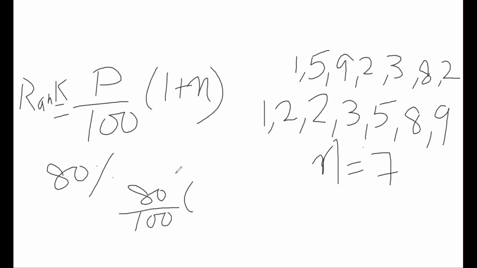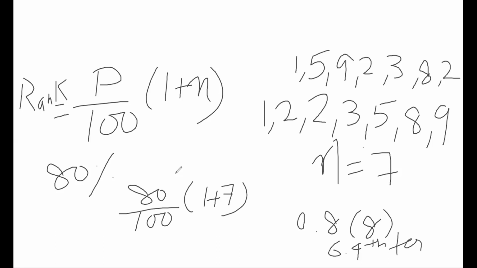If we want to calculate the 80th percentile of this data, we will put 80 upon 100 into (1 plus 7). N is the number of observations. So it comes out to be 0.8 into 8, and 8 times 8 tenths is 6.4. So the 6.4th term would be our 80th percentile. The main step in percentile is that we have to adjust it to the nearest half rank. Like, for 6.4, the nearest half rank would be 6.5.